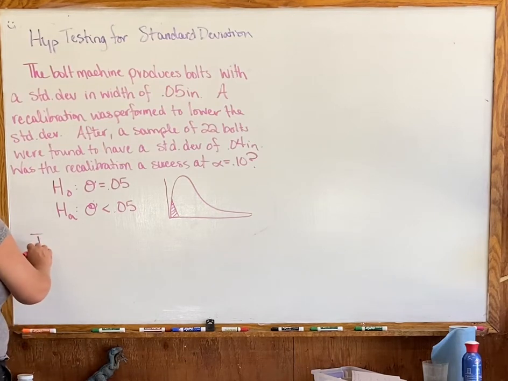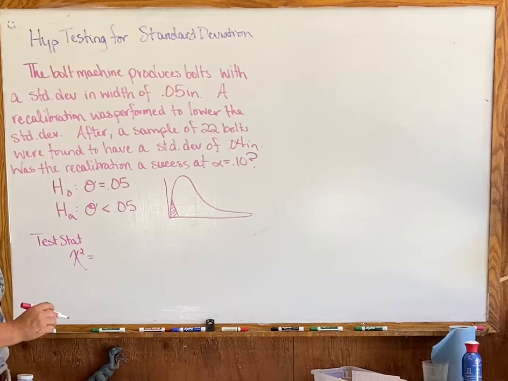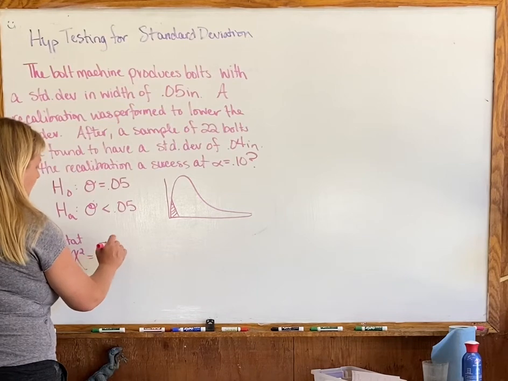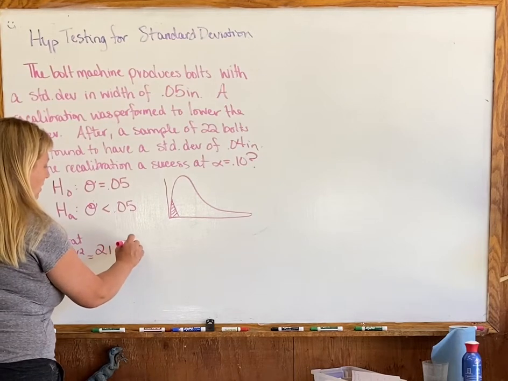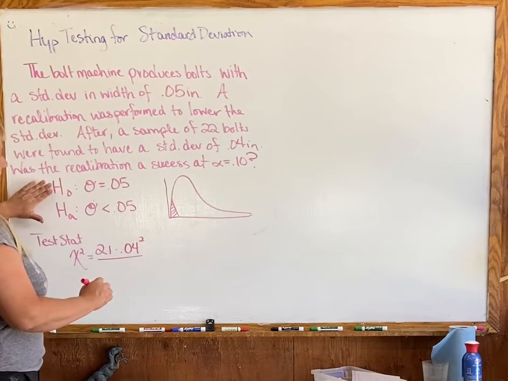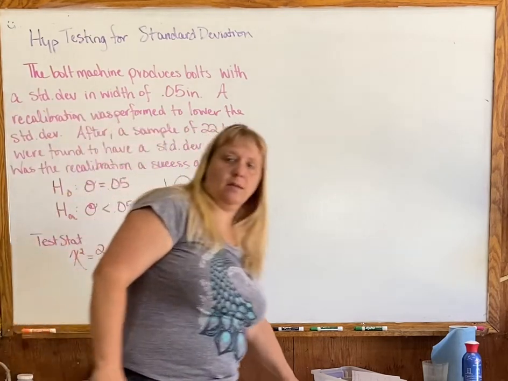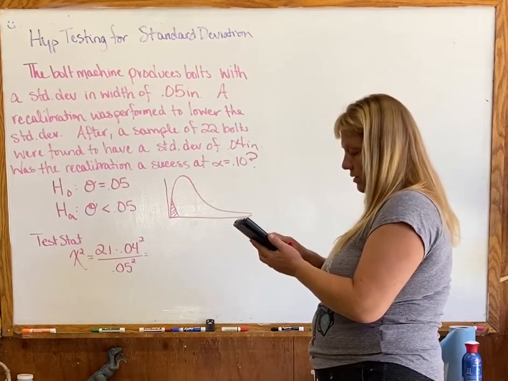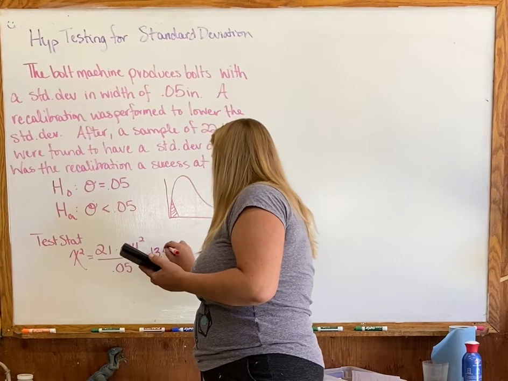So let's go ahead and find our test statistic. So we'll say chi-square equals, and then remember we're supposed to start with n minus 1, which in our case will be 21, times S, our sample standard deviation of the 0.04 squared, over sigma squared, so 0.05 squared. And let's see what pops out of the old calculator this time. 0.04 squared divided by 0.05 squared. I got 13.44.